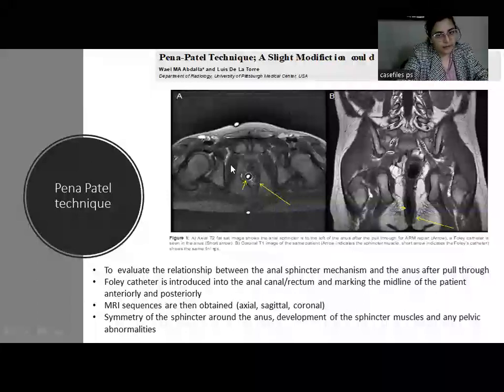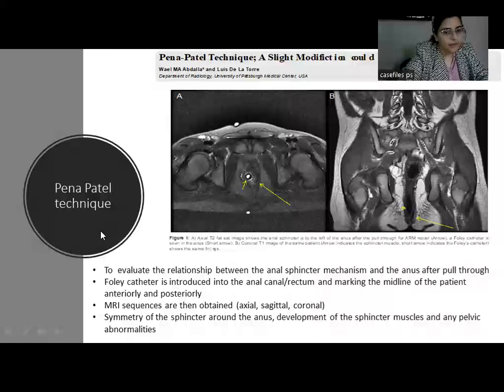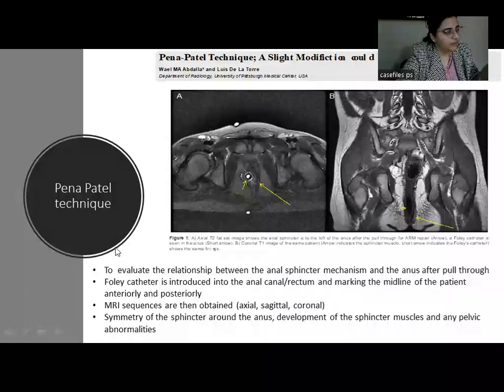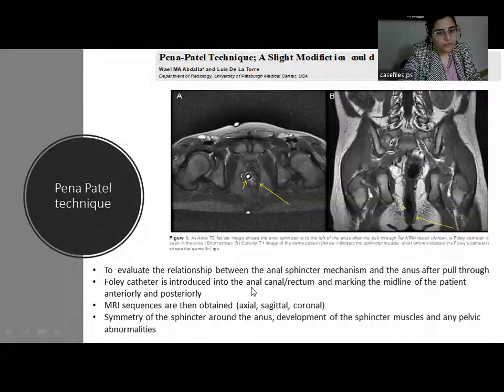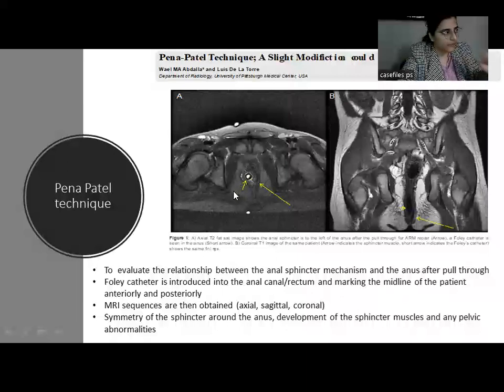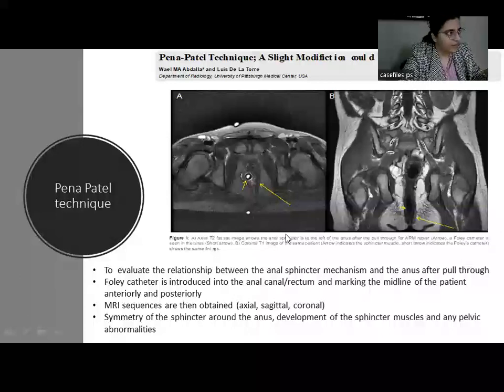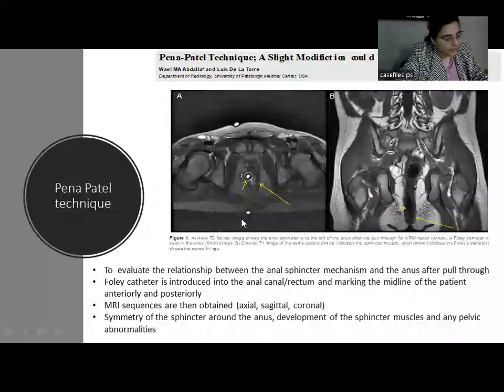There are various techniques, though we do not practice MRI routinely at our center. Certain techniques like this presented technique have been described, in which in post-operative patients, they try to ascertain whether the rectum is within the sphincter complex or not. They have to evaluate the relationship between the same. In this technique, they insert a Foley's into the rectum and anal canal, and they mark the same using IV lines because they can't use a radiopaque marker in MRI. And they try to identify whether there is symmetry of the sphincter around the anus, how is the development of the sphincter muscle, and is there any other associated pelvic anomaly.